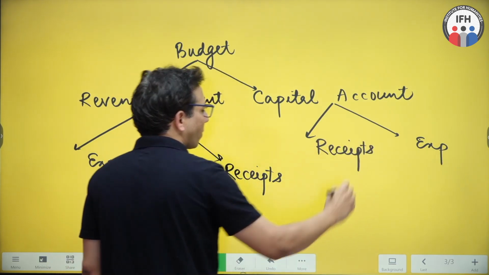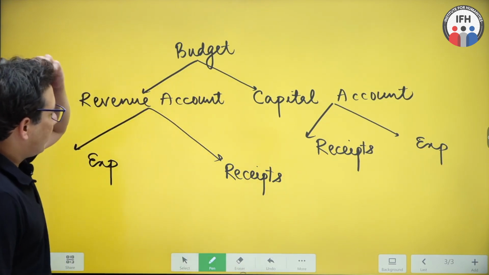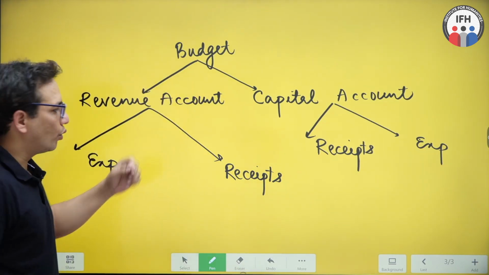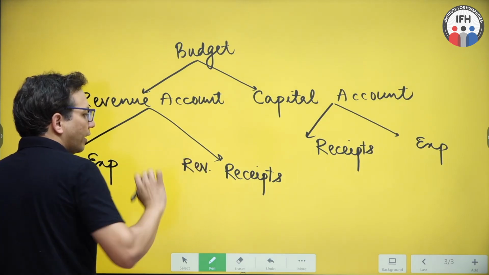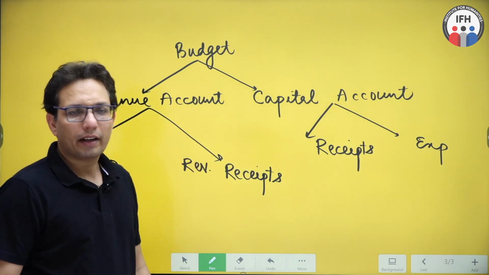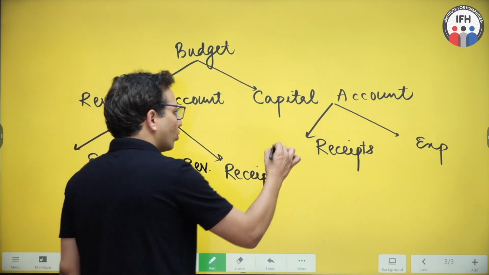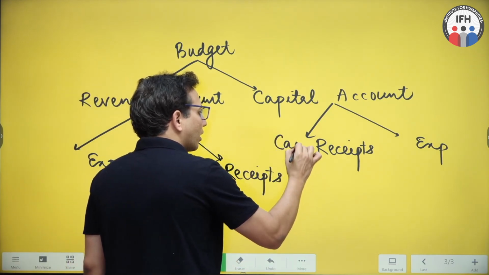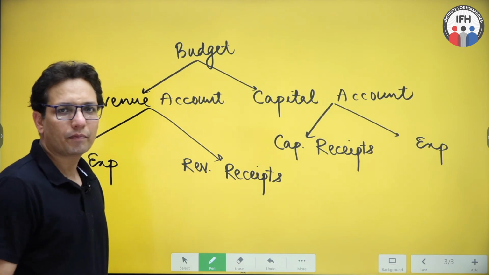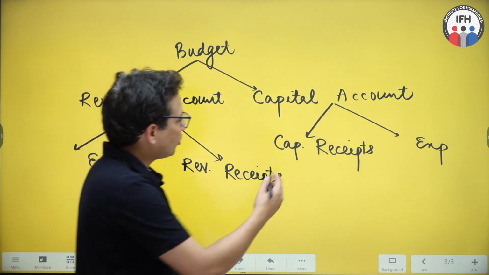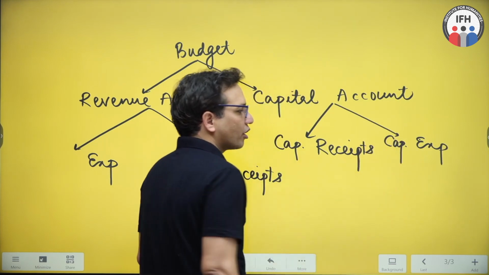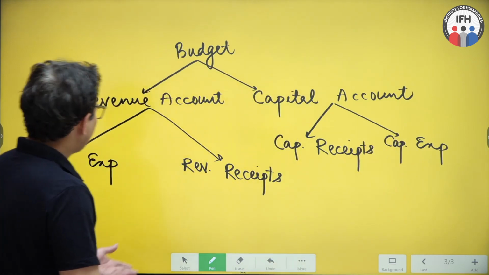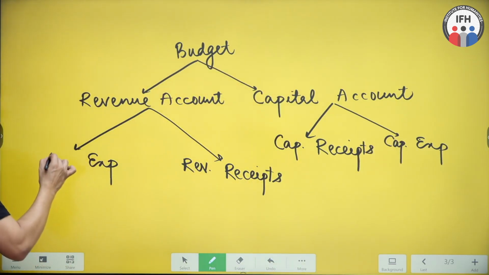Now, if there are receipts in the revenue account, it is called revenue receipts, and if there are receipts in the capital account, it is called capital receipts. If there is some expenditure in the capital account, it is called capital expenditure, and if there is expenditure from the revenue account, it is called revenue expenditure.